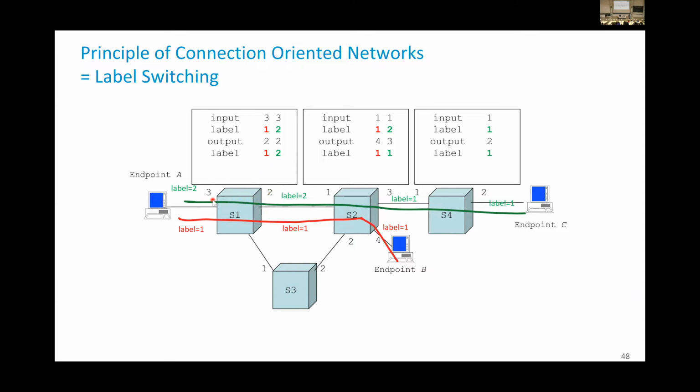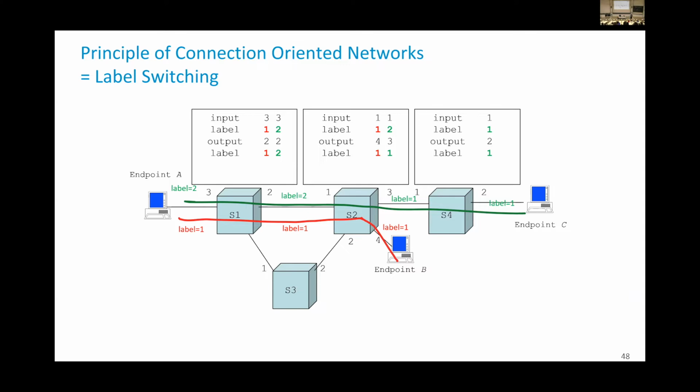So if we follow this connection, this green flow or connection, we see that at S2, it will go to output number 3 with label 1, and at S4, it will go to number 2. In contrast, the red flow at S2 will go to a different output port. So said like this, it's extremely simple.